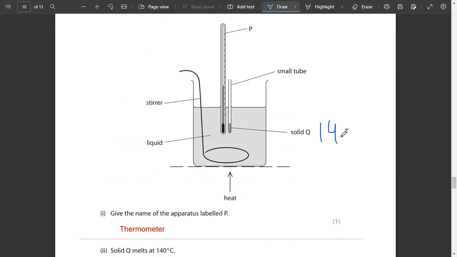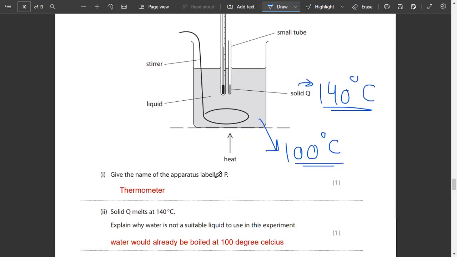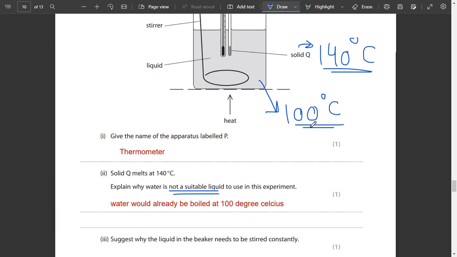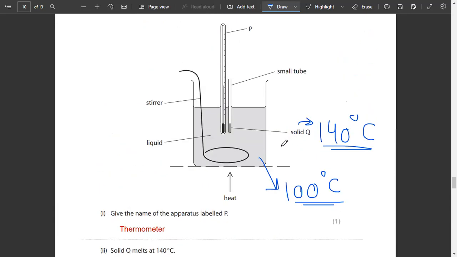Solid Q melts at 140 degrees Celsius. Water boils at 100 degrees Celsius. तो फर्क क्या है? Which one of these would boil first? Now, why is water not a suitable liquid? Water is not a suitable liquid because the water would eventually boil. Use any other liquid that has a boiling point higher than solid Q's melting point.